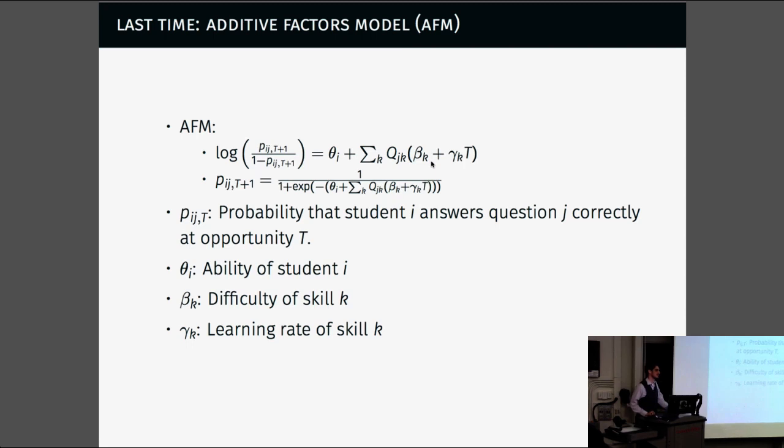So Q_jk has to be binary or not? Yes. Q matrix is always binary. Good question.